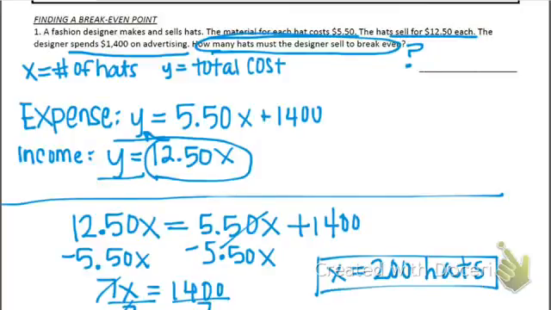The question didn't ask how much money 200 hats costs to make or how much 200 hats earns her. It's going to be the same no matter what because we set the break-even point. It only wants to know how many hats she had to sell. So we're done. So the answer would be 200 hats. Make sure you label it hats.